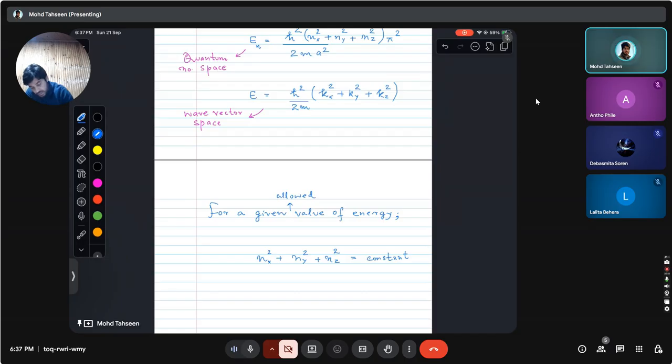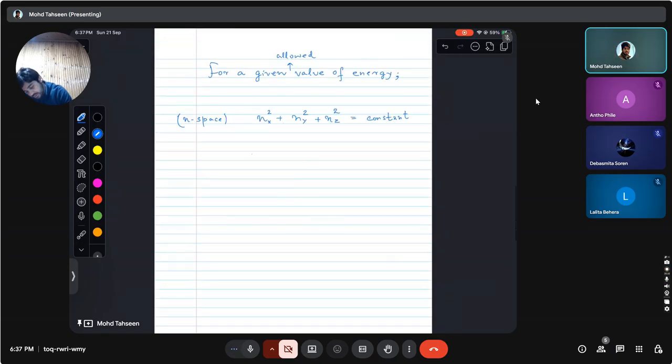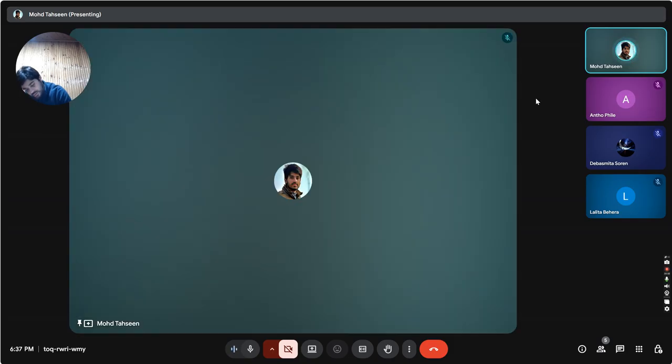right? And similarly, so this is for the quantum number space. I'll call it n space. Okay, and similarly for the wave vector space, kx square plus ky square plus kz square, this is a constant.